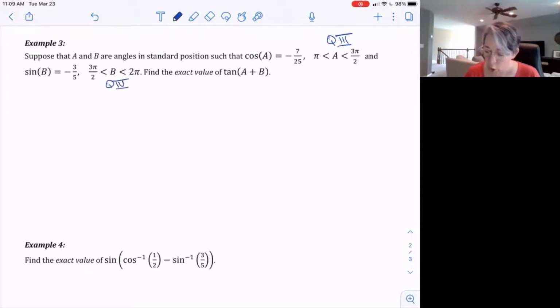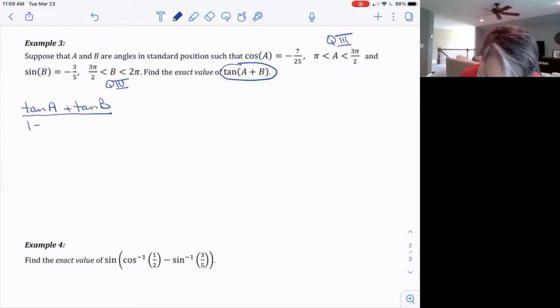That's okay. We want to find the exact value of tangent of alpha plus beta. Well, if this is what we are looking for, what is that formula? That means that we have to find the tangent of angle A and the tangent of angle B, and then we have 1 minus tangent of A times tangent of B. That is our formula for the sum.